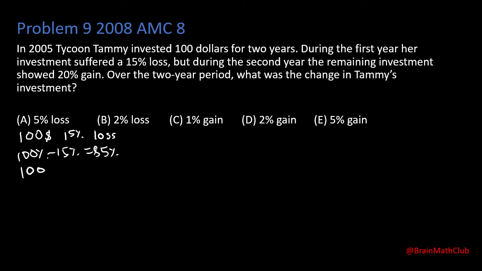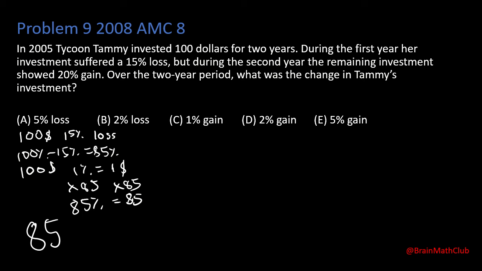So I would first take $100, and then I would first find 1%. So I know that of $100, 1% is equal to $1. So now I multiply both sides by 85, because that way I'll get 85%. So now I know that 85% is equal to $85. That means that Tycoon Tammy had $85 after part 1, after the first year.